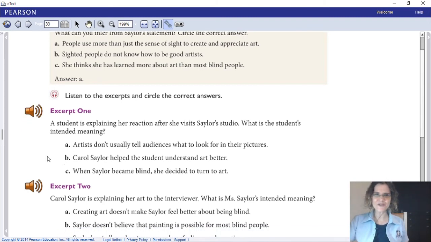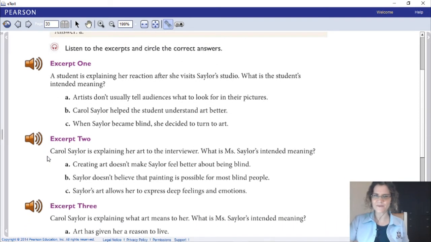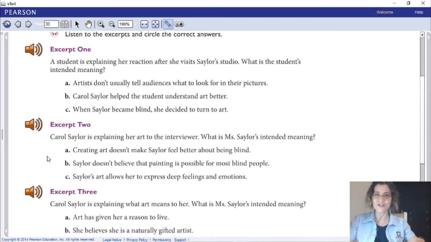Very good. Now we're going to listen to excerpts, and you're going to circle the correct answers. I'm going to give you a little bit of time to pause your video to read the questions and annotate the questions and the answer choices. Yes, circling, underlining, or highlighting. Go ahead, pause your video.